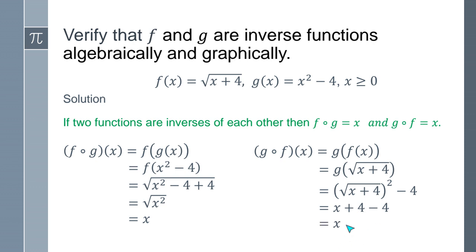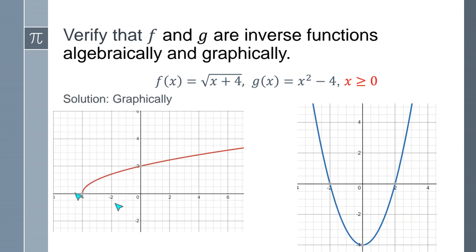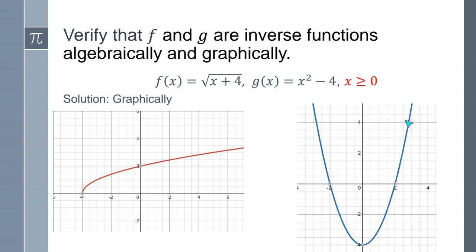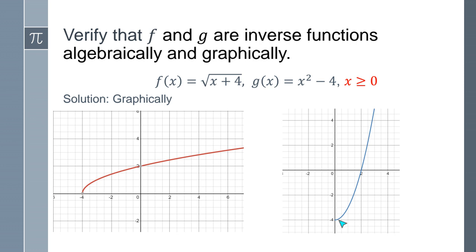And just so that you have a visual, the graphs here: this is the square root of x plus 4, and here you have your x squared minus 4. For the x squared minus 4, they only want us to consider x greater than or equal to 0. That's why, instead of the whole parabola, if we're only looking at this part of the domain, we're just going to concentrate on this piece of the graph.